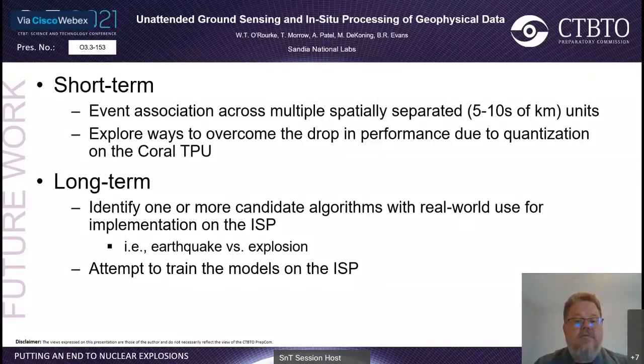In the long term, we'd like to identify one or more candidate algorithms with real-world use for implementation on an ISP, something like earthquake versus explosion detection. We'd also like eventually to attempt to train the models on the ISP. So for example, if you were deployed at a location where you knew there was mine blasting and you could identify that in the data, you could then tell the sensor, by labeling the data, to train itself to ignore that or maybe not report that.